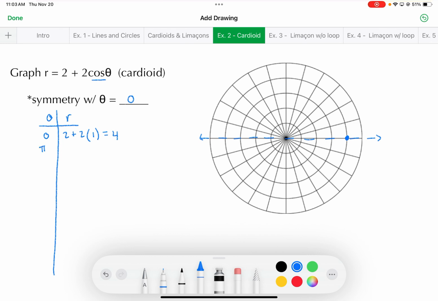Okay, then I'm going to jump to pi over 6. 2 plus 2 times cosine of pi over 6. Well, cosine of pi over 6 is radical 3 over 2, right? So those 2's are going to wipe out. You'll end up with 2 plus radical 3, which you'll have to approximate. That's 3.7. Okay, so we'll rotate to pi over 6, and we'll move from the pole along the terminal side, 1, 2, 3.7. Just estimate it.